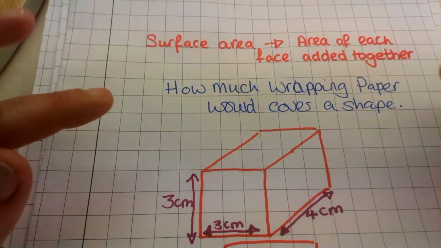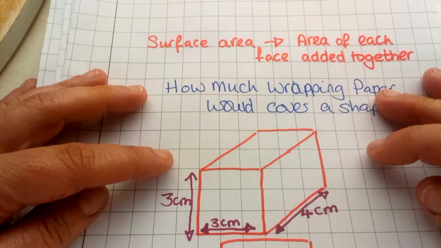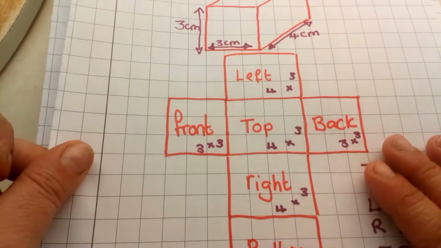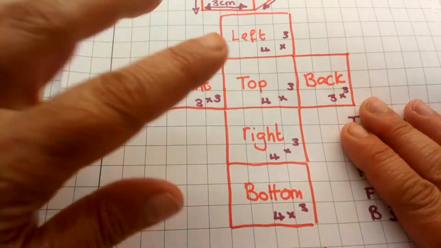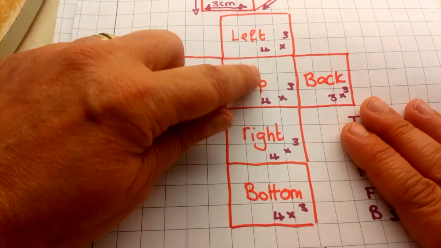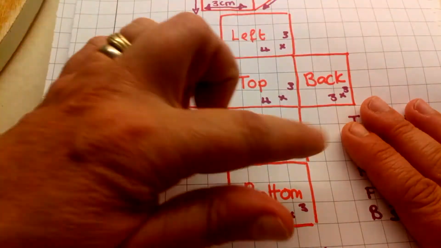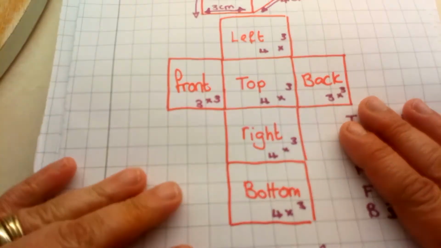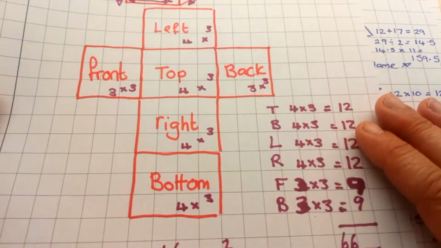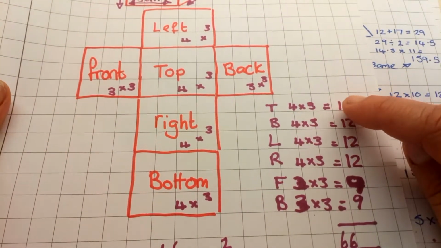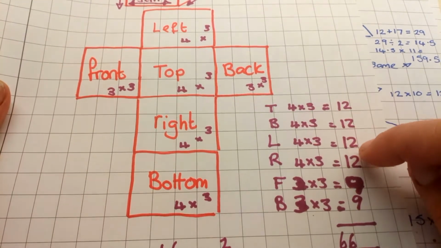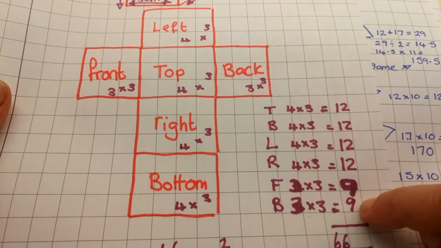So if you imagine you were given this as your question, find the surface area of this cuboid. You've got to imagine that it's spread out like a net, and you want the area of each of the faces all added together, and that would give you the surface area. So the easiest way to do it, and to keep track of what you're working out, is to list the sides that you've got. So you've got a top, a bottom, a left, a right, a front and a back.